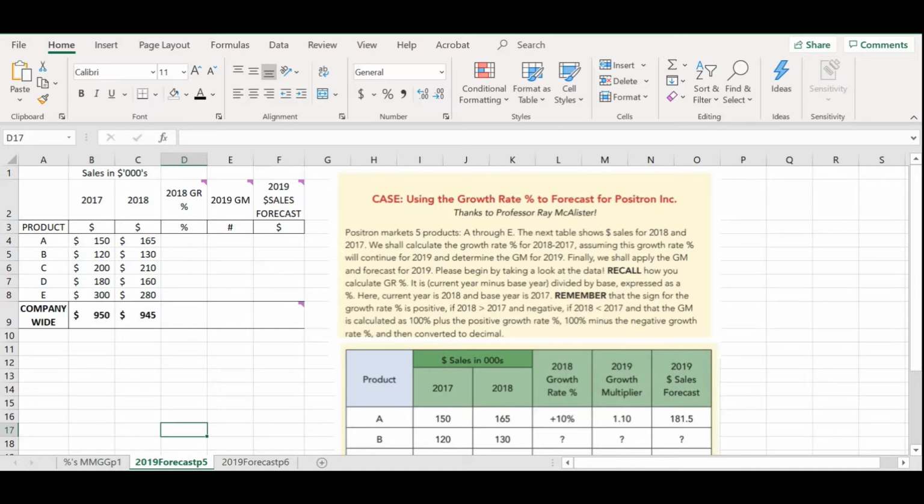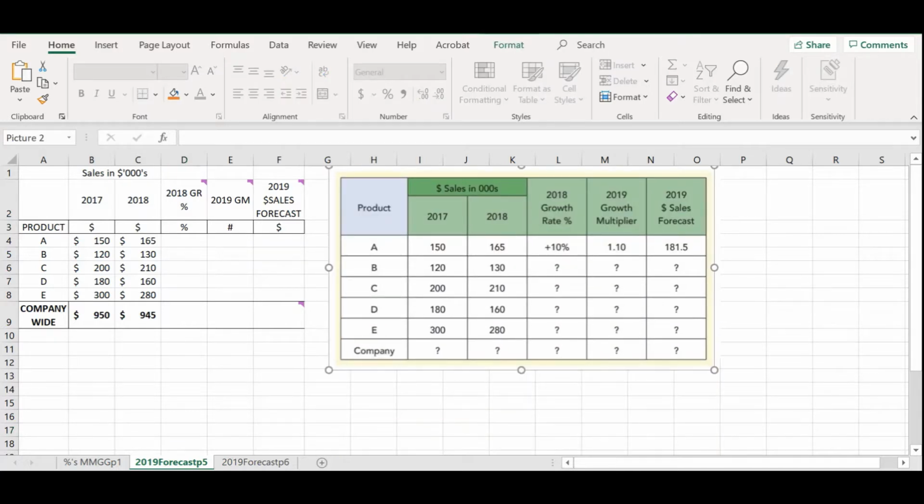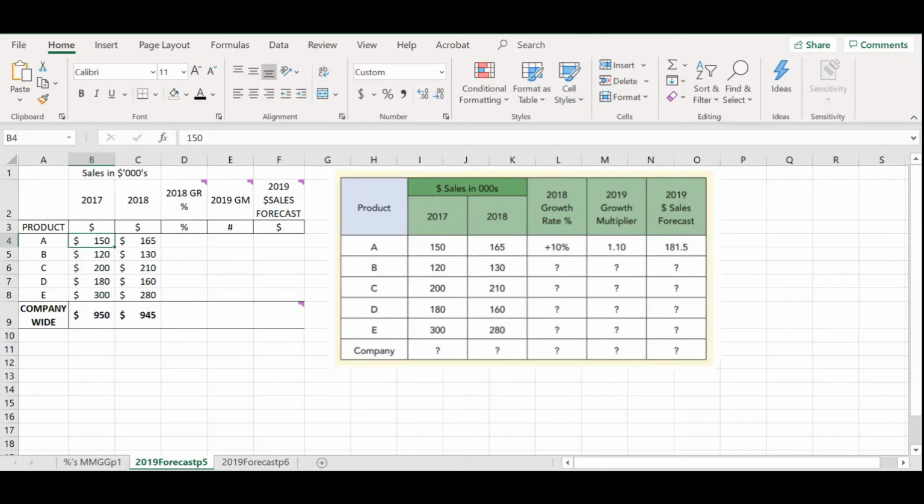I went ahead and took the textbook and just set up my spreadsheet the same way. All I did was just type. Okay, so you can see that the textbook gave us this illustration and actually gave us some sales figures in thousands, so that would be 150,000, but this makes it a lot cleaner to look at the numbers.